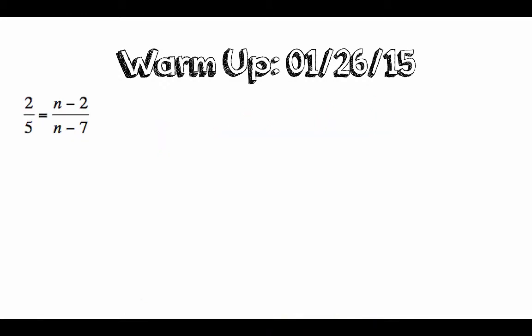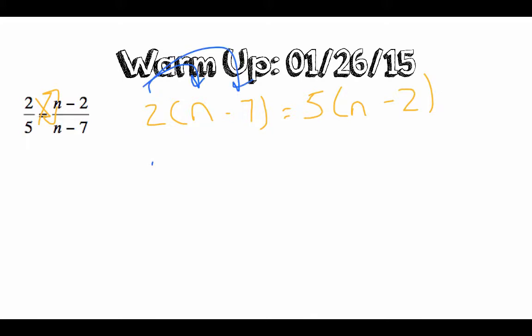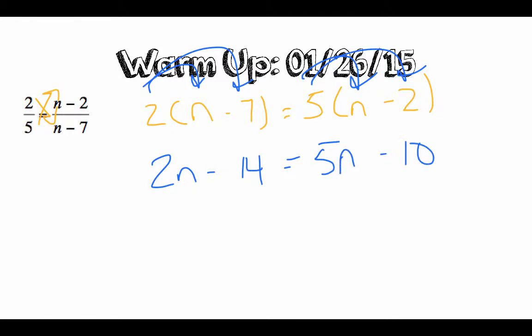So that's our first answer here. It's nice, straightforward, simple. All right, next one. Again, it's that same idea of cross multiplying. When we cross multiply, we're going to see that distributive property when we distribute our numbers out. So the big thing here is distributing. We get 2n minus 14. Pay attention to the signs on something like this, because it is important. So we get 5n minus 10.